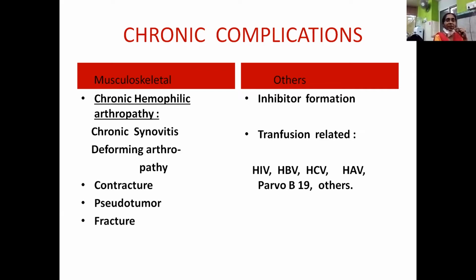So what are the chronic complications that we should be aware of? Chronic complications of hemophilia are of 2 types. One is the musculoskeletal complications, and the other is the treatment related complications. The musculoskeletal complications are, first, chronic synovitis; second, chronic hemophilic arthropathy or deforming arthropathy, contracture, pseudotumor, and fracture. The treatment related complications are inhibitor formation, and transfusion related or clotting factor related complications like viral transmission risk.